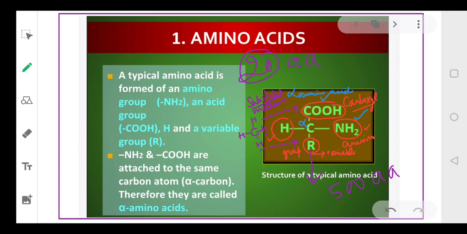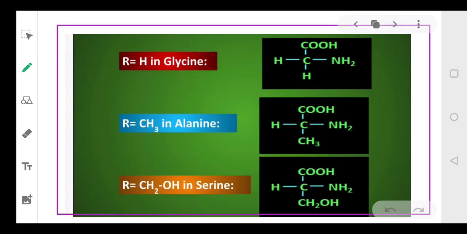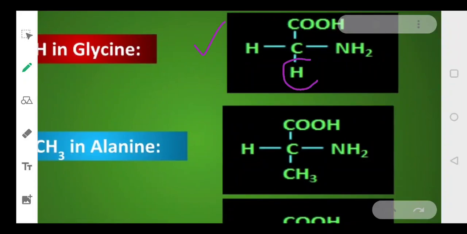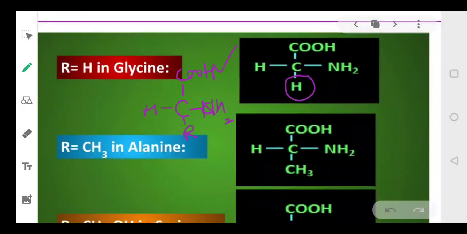The chemical and physical properties of an amino acid depend on the amino group, the carboxyl group, as well as your R group. Now just look at this, the first structure. If we compare the normal amino acid structure with this, what is the normal structure? We have H, here we have the R group, here we have the amino group NH2, and here we have the carboxyl group. Now just compare this structure with this first structure. We observe that instead of R, we have hydrogen present here. Yes?